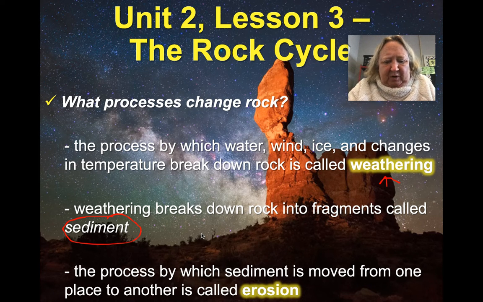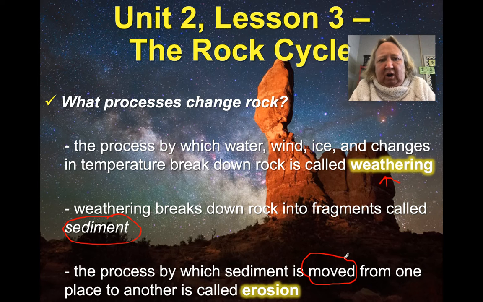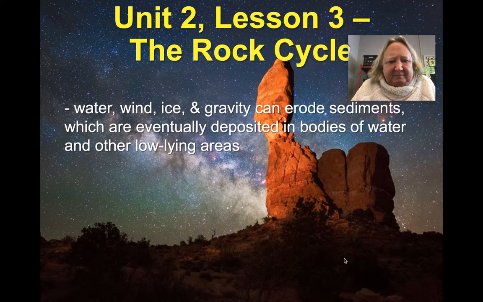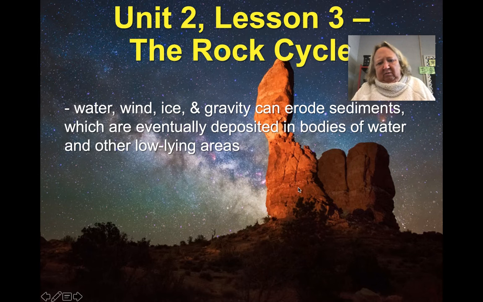The process by which the sediment, so these little pieces of rock, are moved from one place to another is called erosion. And the key word here is moved. People tend to always miss this definition. Okay. Weathering is the breaking apart, erosion is the moving. You have to memorize that. All right. So again, water, wind, ice, gravity, they erode, so they move, okay? And then they are deposited in bodies of water or other low-lying areas.